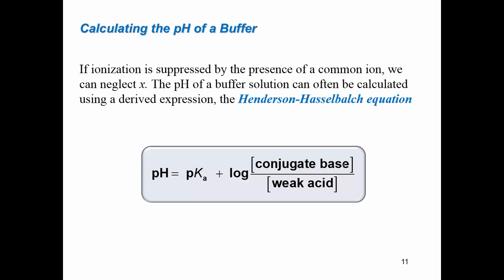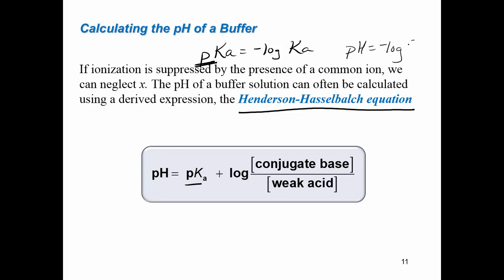Now we can also calculate the pH of a buffer by using what's called the pKa, and this is called the Henderson-Hasselbalch equation. The pKa is simply the negative log of the Ka. So this is a p function just like pH. Remember, pH equals the negative log of the concentration of the hydrogen or hydronium ion. So this is a p function. You can just assume a p function is the negative log of whatever it is you're looking at.